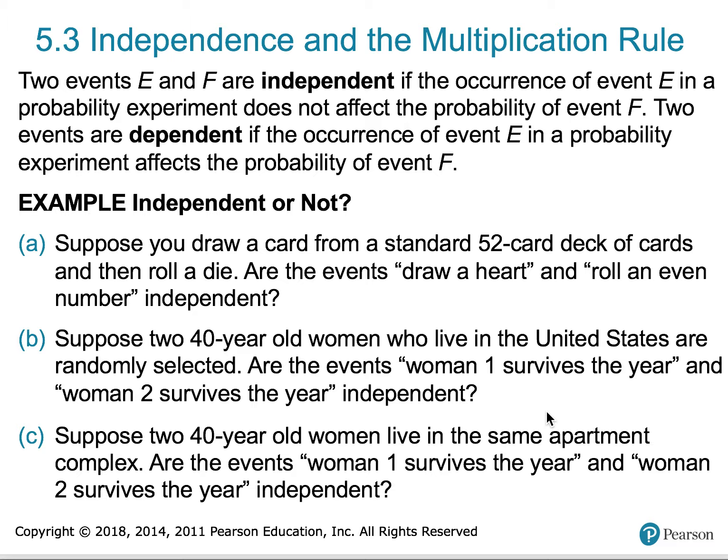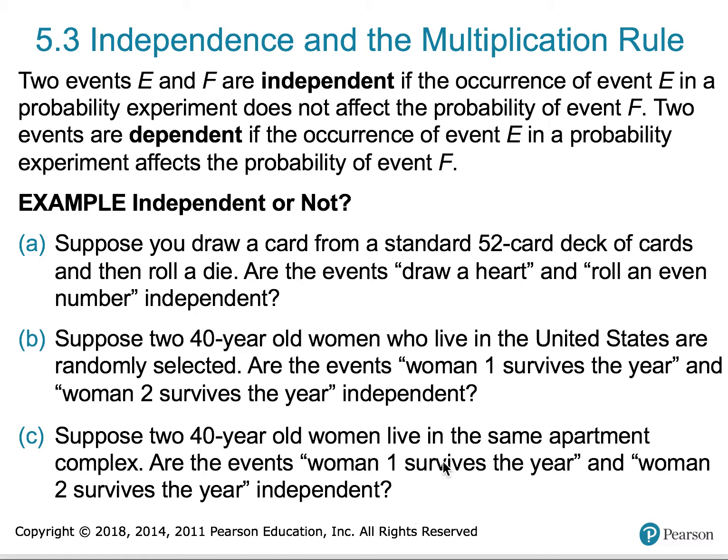Suppose two 40-year-old women who live in the United States are randomly selected. Are the events that the first woman survives a year and the second woman survives the year independent? Well, these are randomly selected women from the entire population of the United States. So it's pretty certain that one of them has nothing to do with the other. So yes, those are independent events.